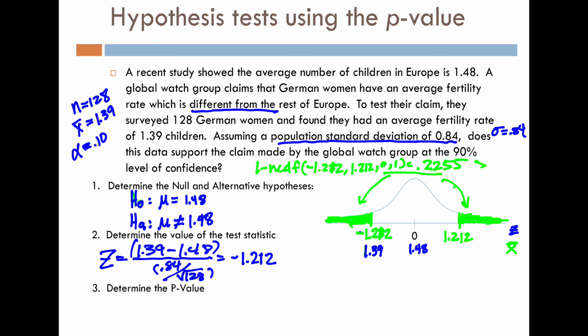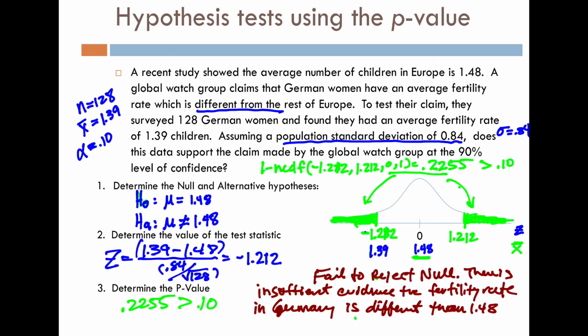0.2255, is greater than my significance level of 10%. That tells me this is not strong evidence. My value did not fall far enough away from where we would expect it to, which is around 1.48. It wasn't extreme enough in order to disprove our assumption that the fertility rate is actually 1.48. It just wasn't different enough, and so we failed to reject the null hypothesis in this case.